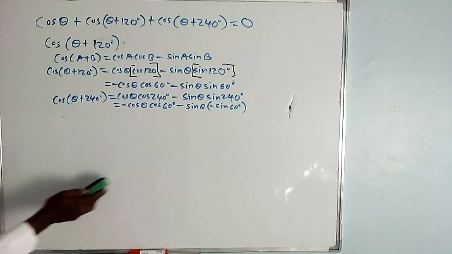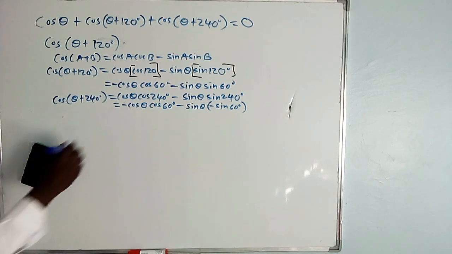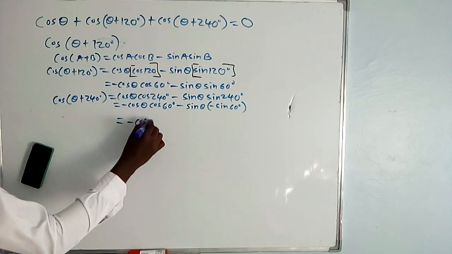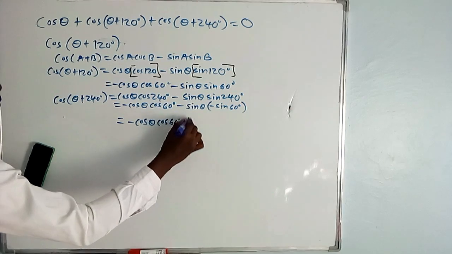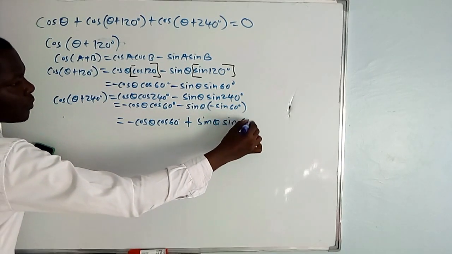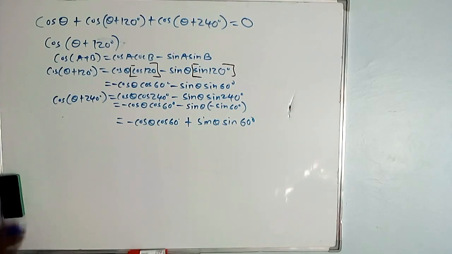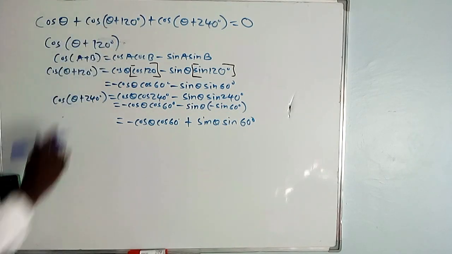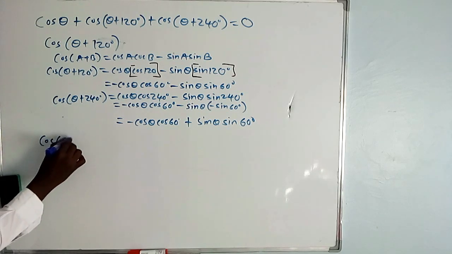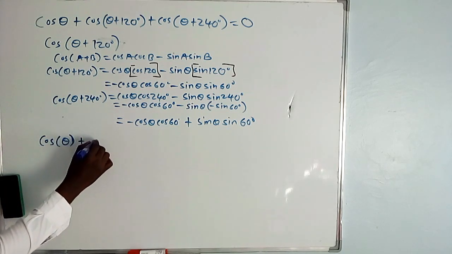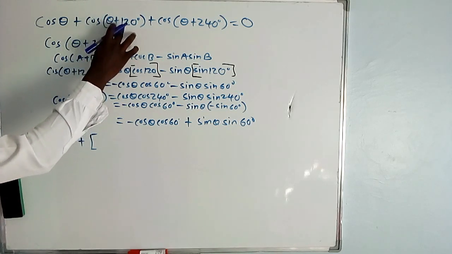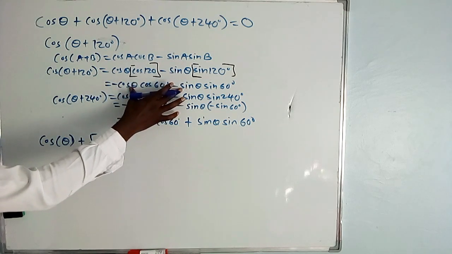Are you together? So now here we have negative cos theta cos 60. Negative into negative is plus sine theta sine 60. So you've expanded everything. After expanding everything, what do you do? You join them, isn't it? So cos theta plus 120 plus cos theta plus 240 is equal to what? So you join. There we will have cos theta, then plus. Where there is cos theta plus 120, you put that value, isn't it? You found it to be what?